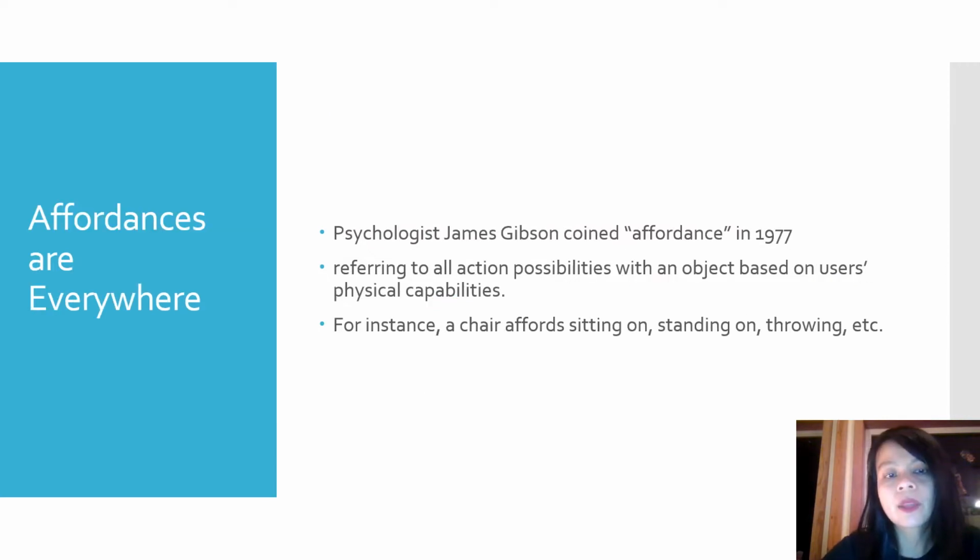So affordances are everywhere. It started out with psychologist James Gibson, who came up with the term affordance all the way back in 1977, and he used it to refer to all action possibilities with an object based on users' physical capabilities. So very much like the previous definition we looked at. Okay, for example, a chair affords sitting on, a chair can afford standing on, and a chair can afford throwing. Okay.